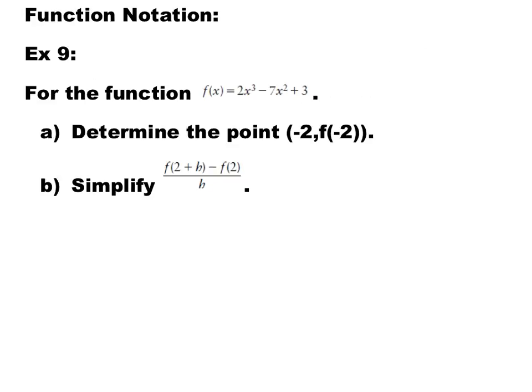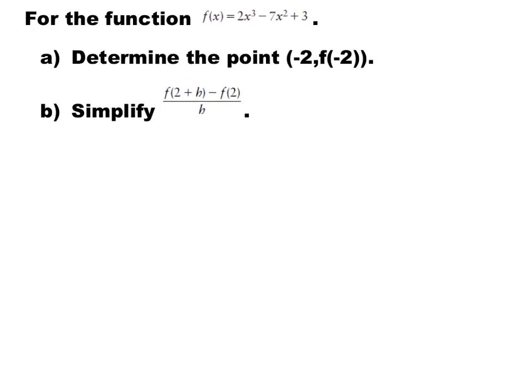The next topic is function notation. One thing you have to know is that in this part we talked about composite functions, and the next example just reviews some of these topics. For instance, given the function f of x is 2x cubed minus 7x squared plus 3, we are supposed to find the point negative 2 and f of negative 2, and then we have to expand and simplify f of 2 plus h minus f of 2, over h.